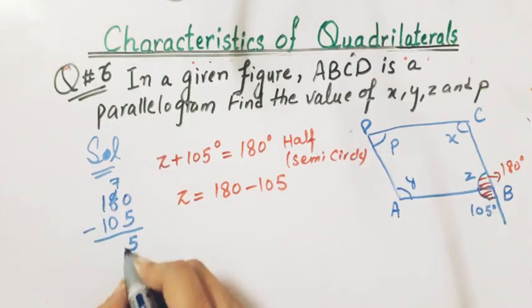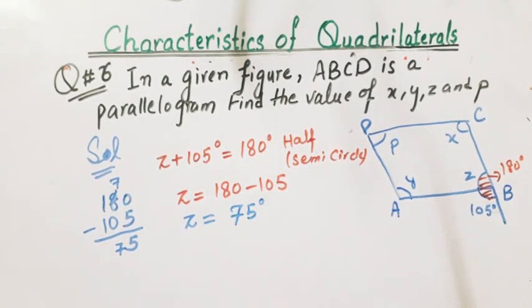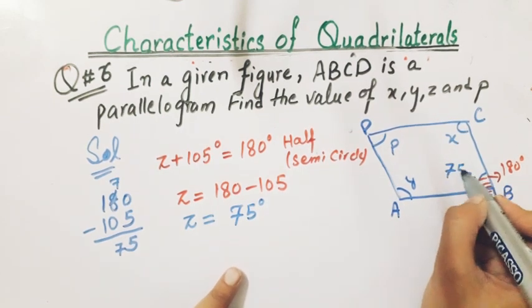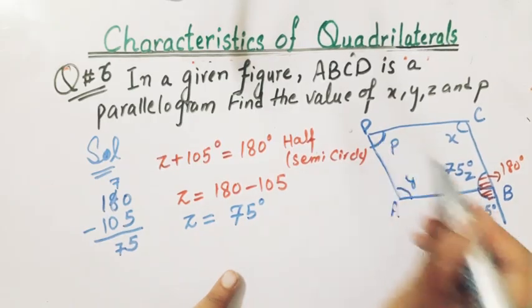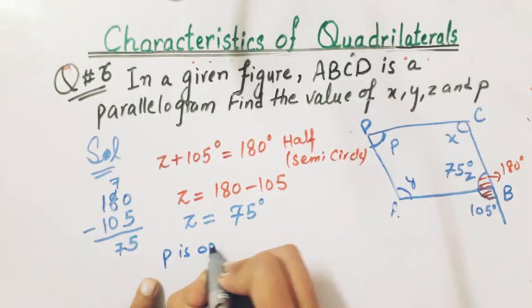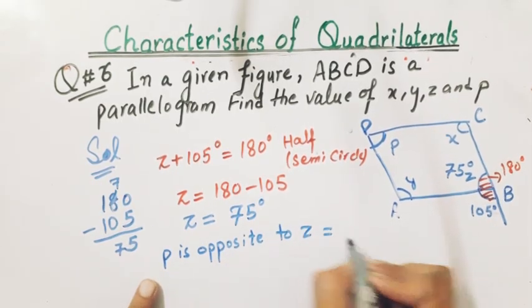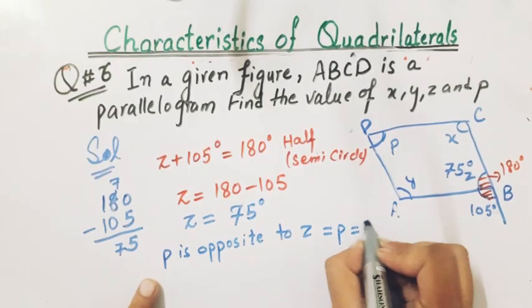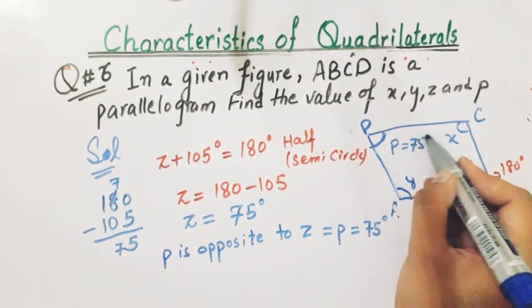This will be 75. So the value of z is 75 degrees. Now the next step: this angle is 75. You know the opposite angles are equal, so P is opposite to z. So that equals 75 degrees. Now after finding this, you know the value of P is also 75.